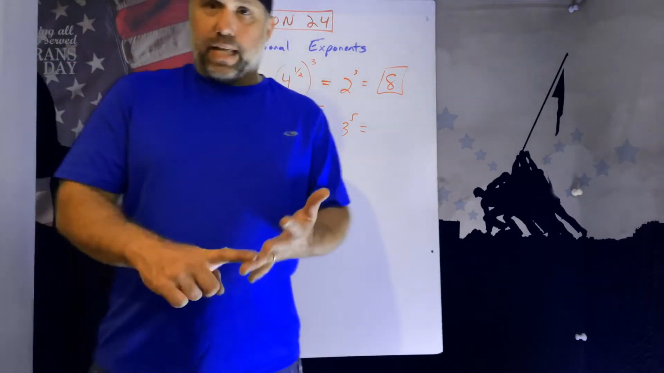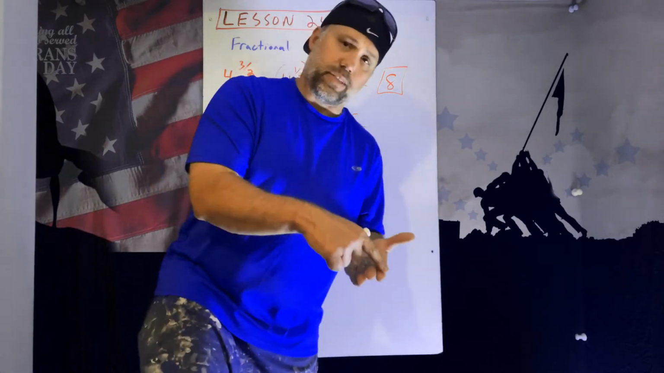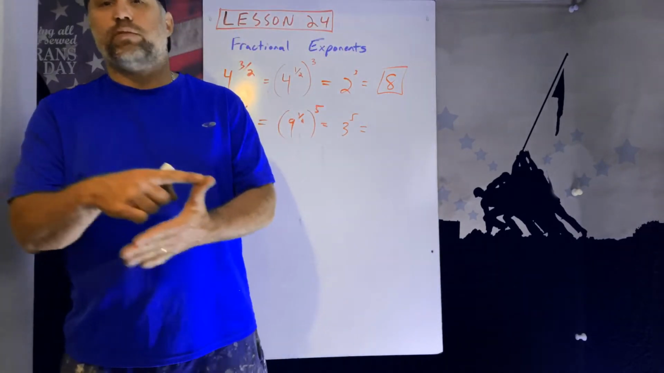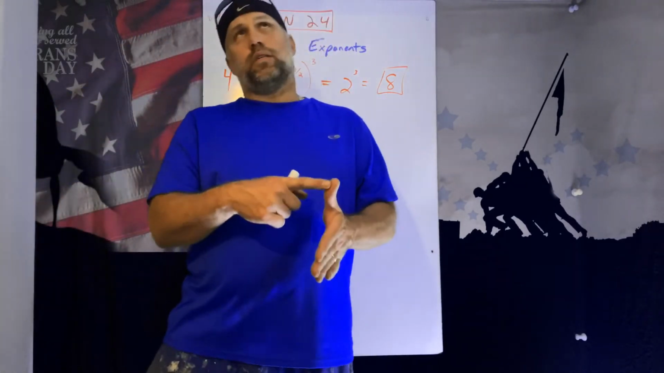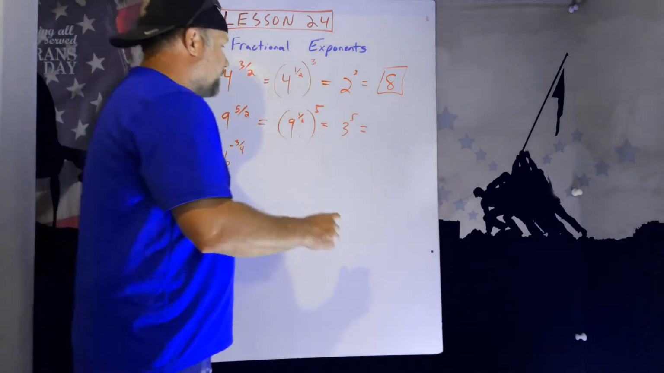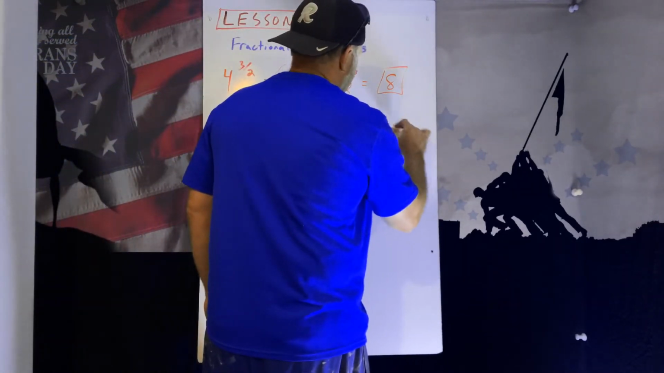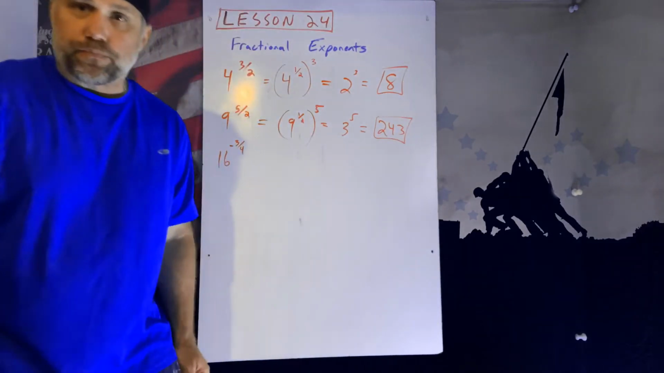3 times 3 is 9, times 3 is 27, times 3 is 81, times 3 one more time is 243. So 243 would be your answer there.